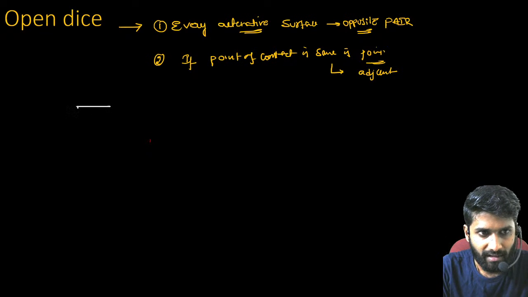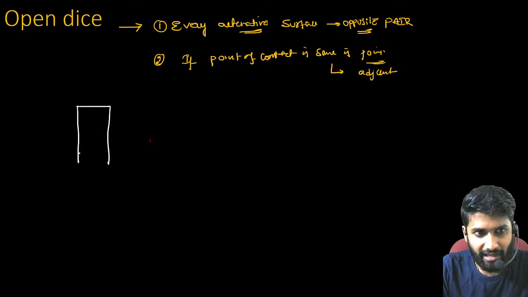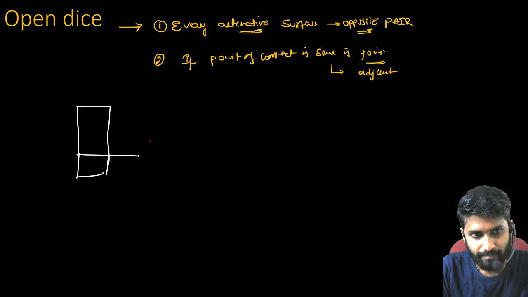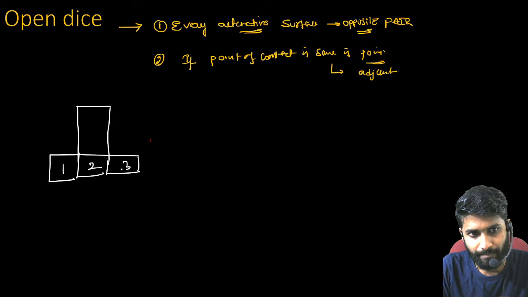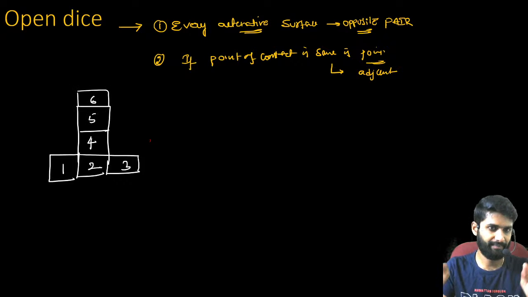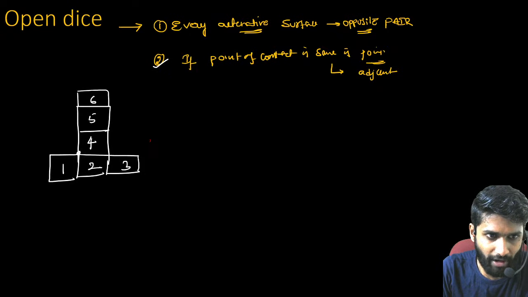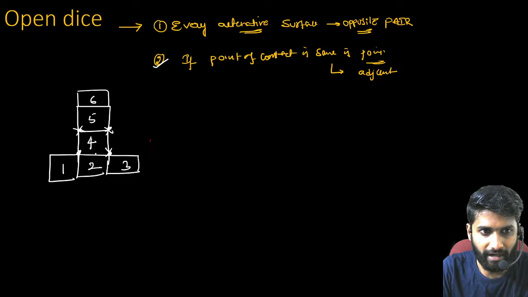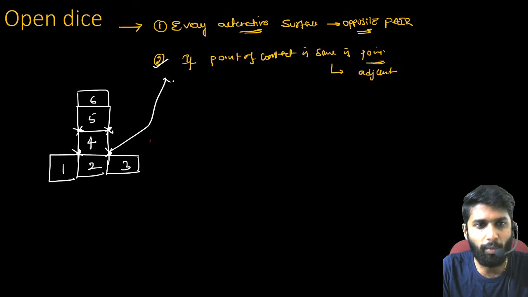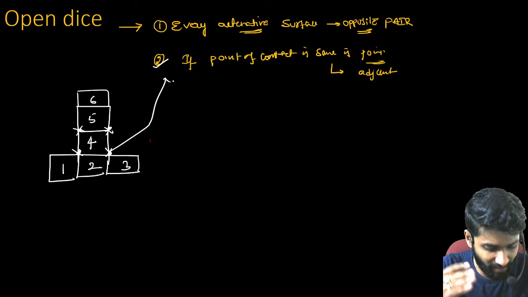For example, the die is open like that, guys. For example, in this way they open the die: 1, 2, 3, 4, 5, 6. So this is the type. Then observe, guys. What is the meaning of the second point? This is the point of contact. This is the point of contact. This is the point of contact. So these are the points of contact. What I mentioned in the second point: if the point of contact is in the same line, it is never opposite.